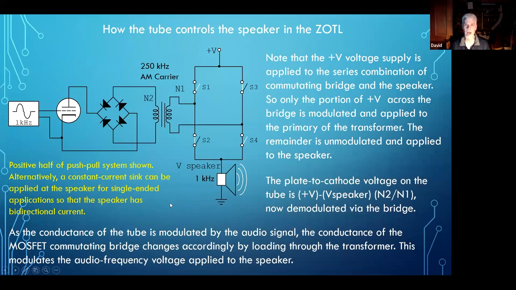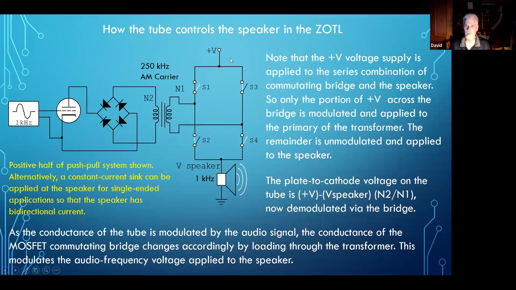So let's talk about how the tube controls the speaker in the ZOTL. Let's look at this half of the circuit, half of a push-pull circuit. Alternatively, this could be the whole circuit if you want to use a current sink on your speaker for a single-ended application. But let's just forget about that right now and just consider this half of it.